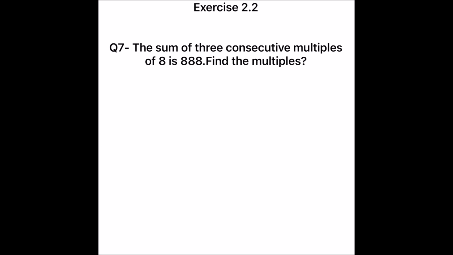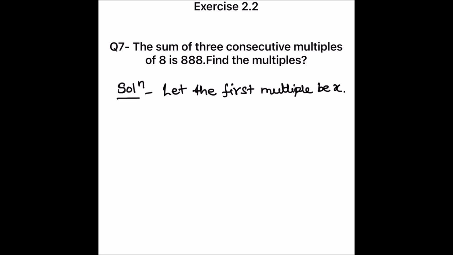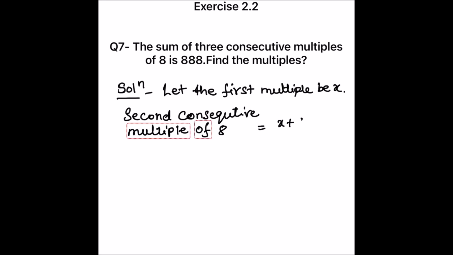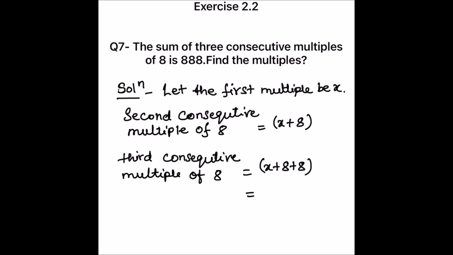The question says the sum of three consecutive multiples of 8. So for finding the three consecutive multiples of 8, let's say that the first multiple be x. Then the second consecutive multiple of 8 will be x plus 8. And similarly, the third consecutive multiple of 8 will be x plus 16. So now we have three consecutive multiples of 8 in terms of x.